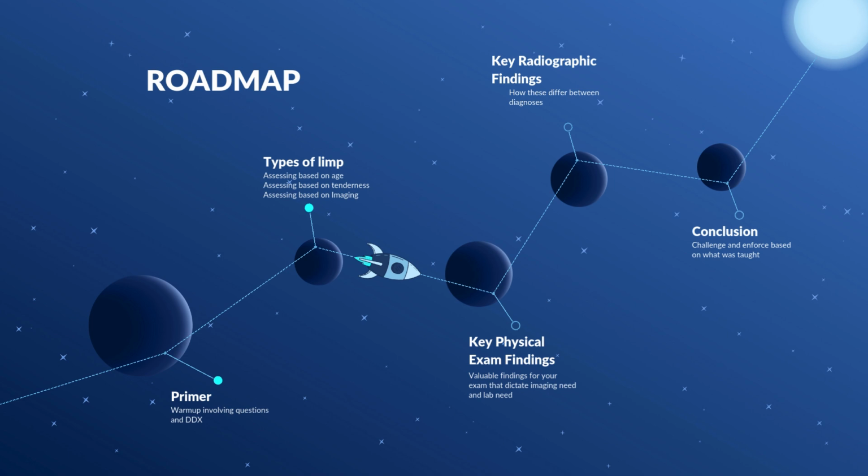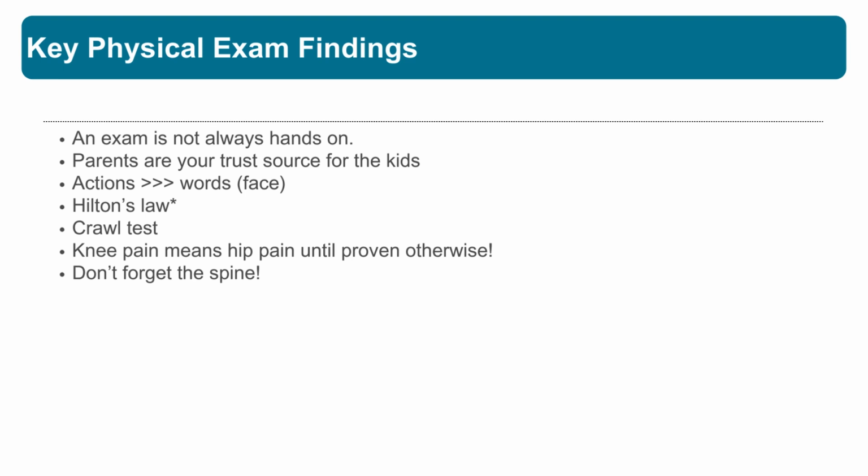So now that you know what some of the types of limp are that we're going to be classically seeing in the patient clinic, we have to talk about physical exam and how we're going to approach this patient in an algorithmic fashion. And an exam is not always hands-on with a child. Sometimes you have a pediatric patient who's upset, who's fussy, or who has stranger danger, and they don't necessarily trust you.